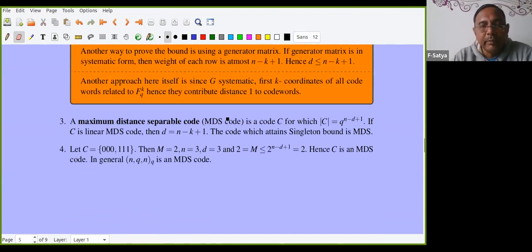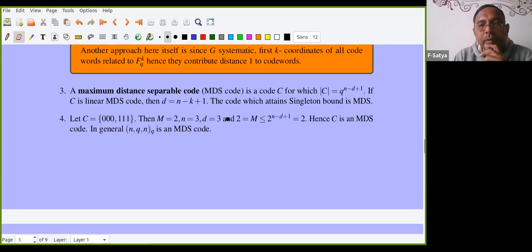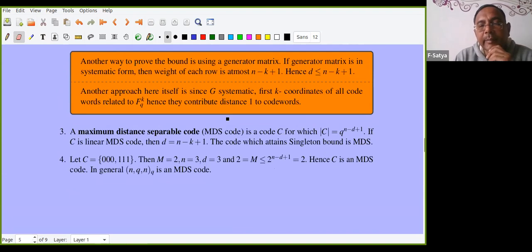So now the definition comes. A code is said to be a maximum distance separable code if the cardinality is exactly q power n minus d plus 1. If C is a linear code, then d equals n minus k plus 1. The code which attains the Singleton bound is an MDS code, a maximum distance separable code. We'll see several examples. Any doubts related to MDS codes?